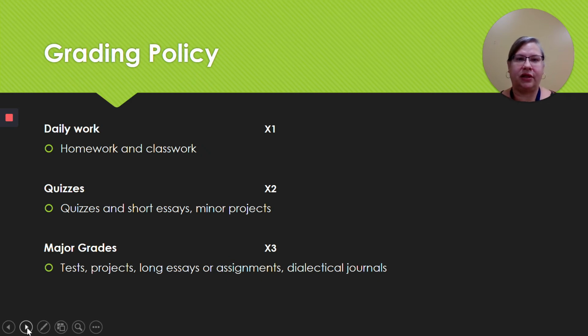Our grading policy in the English department is very simple. We don't necessarily grade the same way that other departments here at Stratford do with percentages. However, it works out kind of in the students' favor because we don't. Every daily and homework assignment that we are taking a grade on is counted once. Quizzes, short essays, minor projects are counted twice. And major grades are counted 3 times. So that would be your tests, your long projects, your more in-depth essays or assignments, and dialectical journals as well.